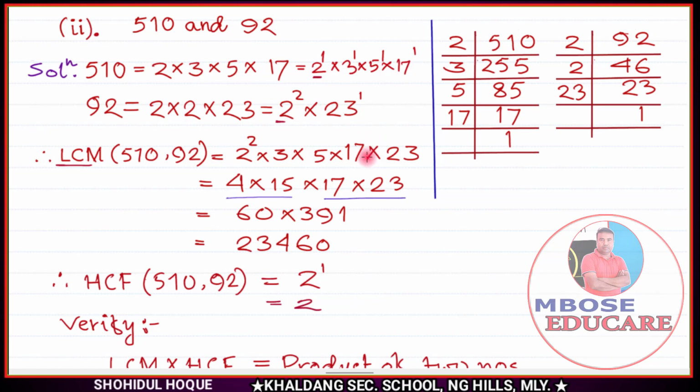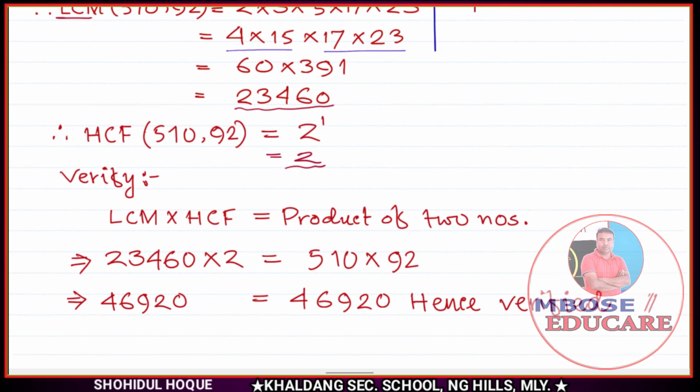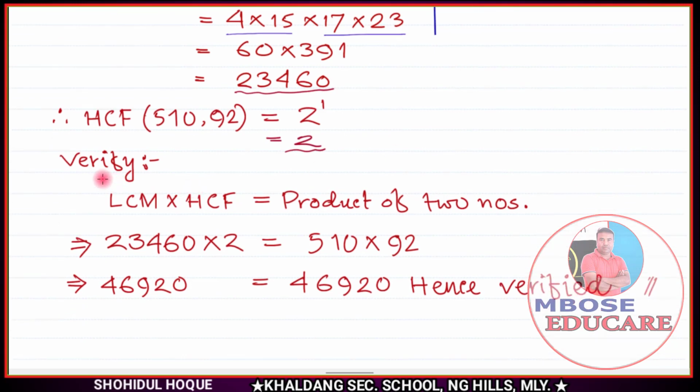Now I have already found the LCM here and the HCF here. Now we have to do the second step, that is verification. So how to verify? As we know, LCM into HCF is equal to the product of two numbers. So the value of LCM we got here is 23,460, into, in the place of HCF we write the value 2, equal to the product of two numbers. The two numbers given in the question were 510 and 92. So 510 into 92, the product of the two numbers.